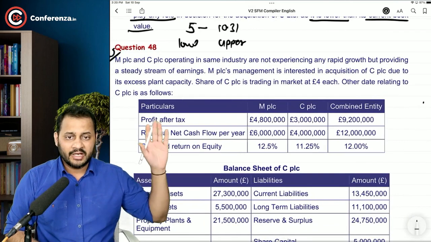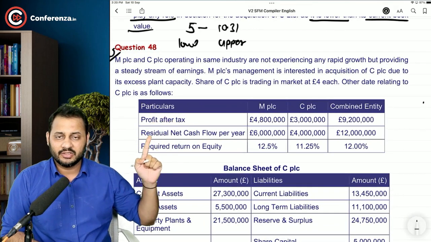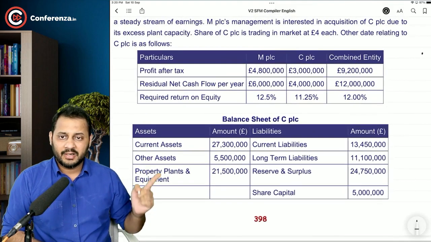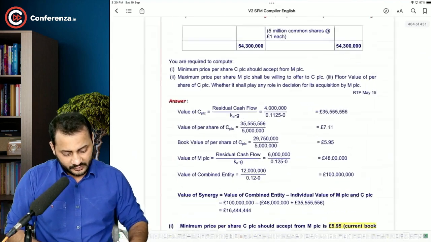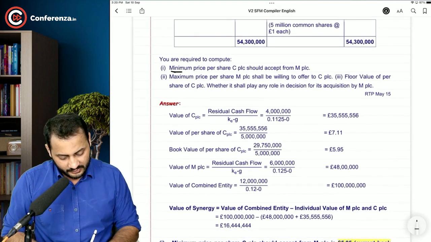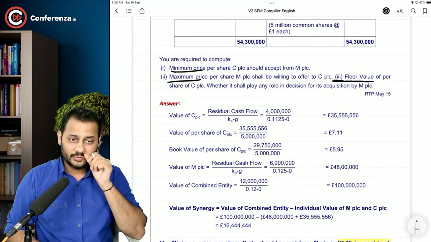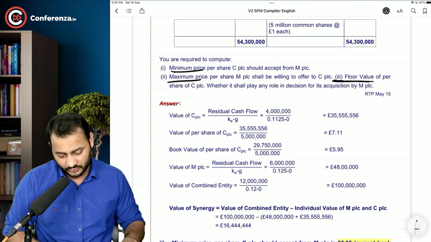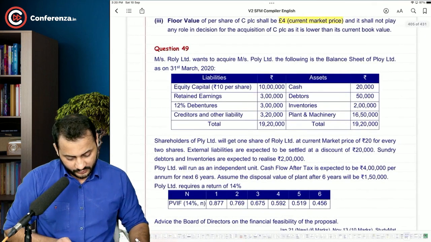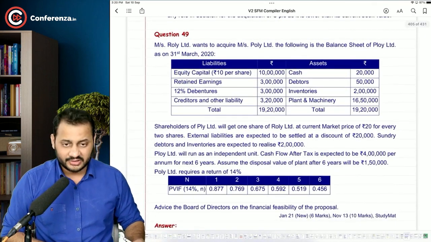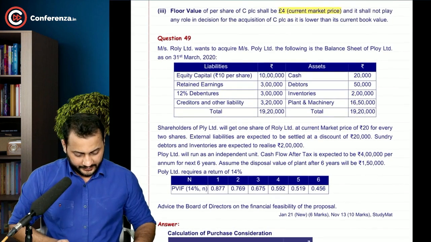See, we have MPLC, CPLC and combined entity, profit after tax, residual net cash flow, return on equity, the balance sheet of CPLC, the current market price of CPLC, and we are going to calculate minimum price and the maximum price once again. This is the third part, the floor value. So everything is same as the previous question. Just ending this part, coming over to question number 49. This was asked in January 21. Let's have a look.